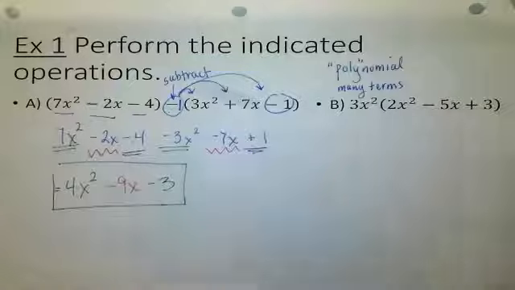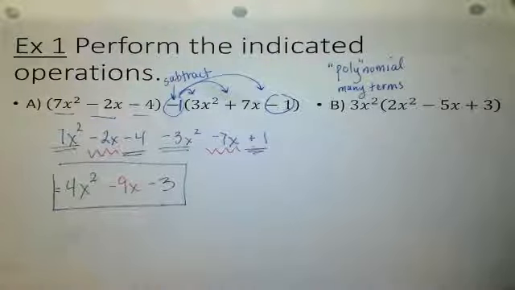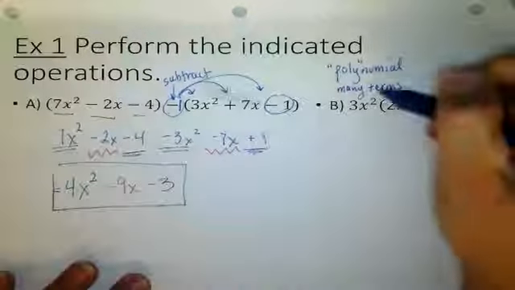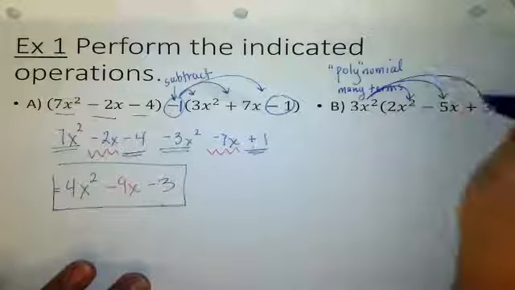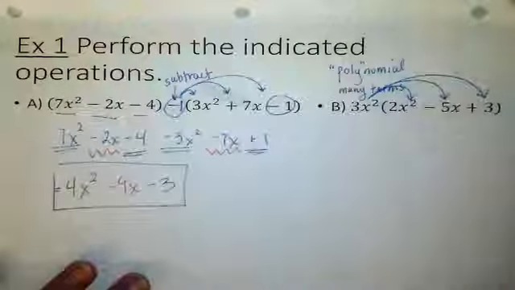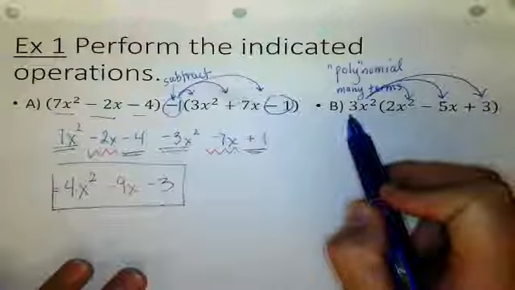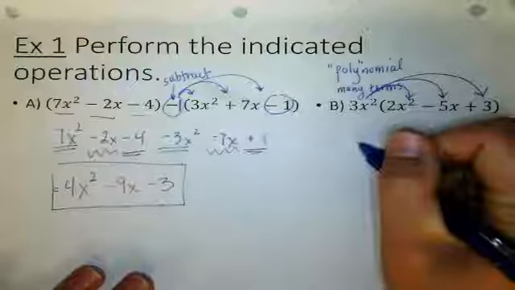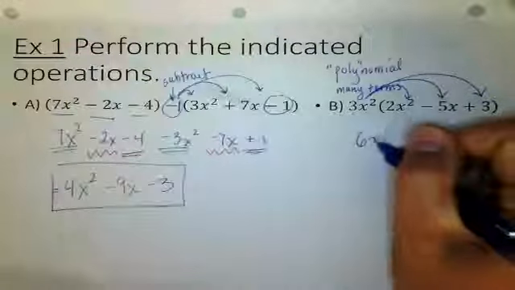Okay, what's the operation we need to do on letter B? Multiplication, yes. So we are going to multiply our polynomials. Gotta distribute. This is distributing a monomial, distributing a single term. All right, let's see. So we're going to do 3x squared times 2x squared. What's that give you? 6x to the 4th. Very good.